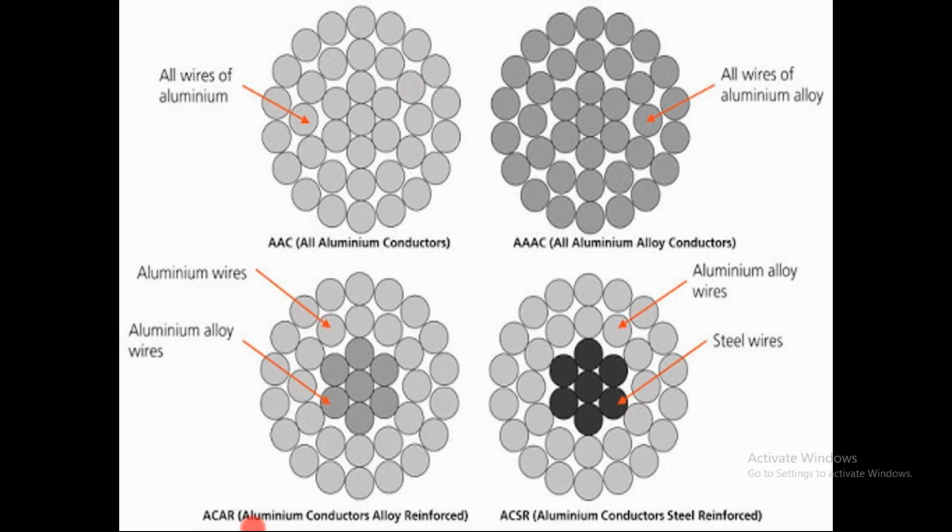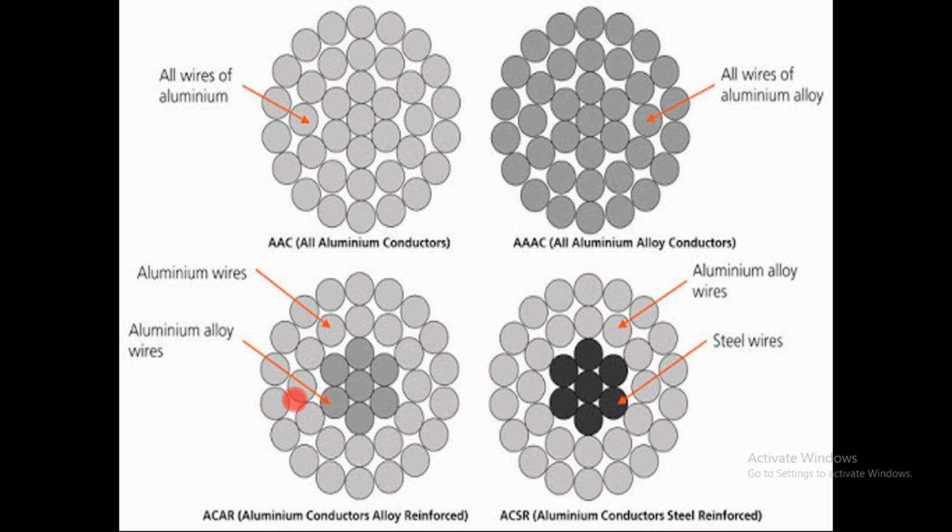And the third one is this aluminum conductor alloy reinforced. Here the aluminum wire is on the inner side and the aluminum alloy is on the outer side. This aluminum alloy is a reinforced material, so it can withstand rainwater. It should not rust like that, right? And the next one, the fourth one, is aluminum conductor steel reinforced.